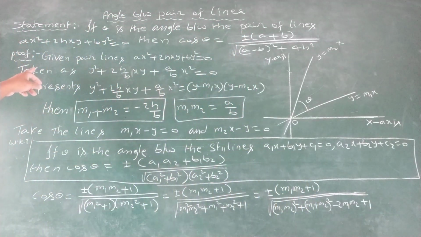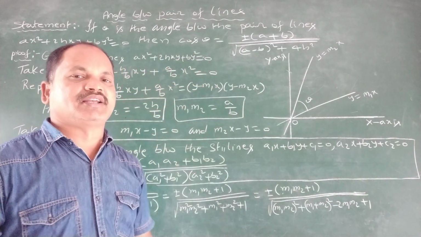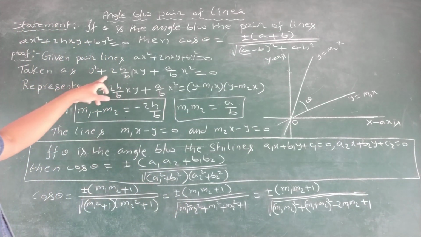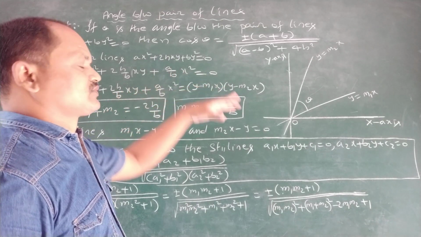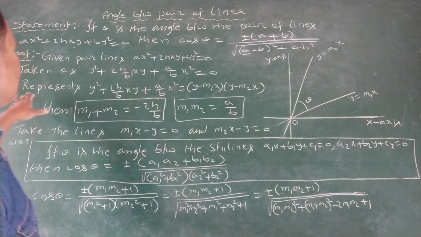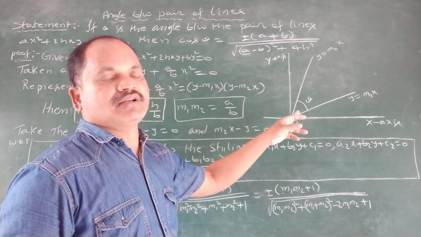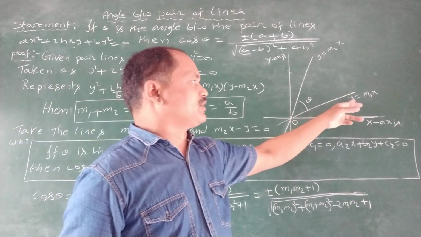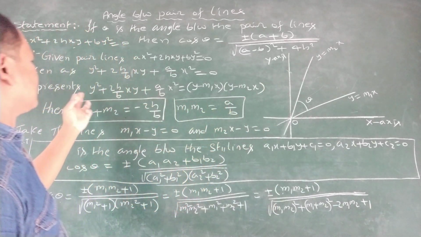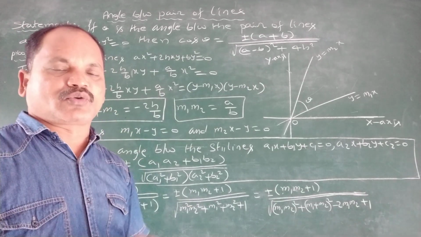Now observe, the given pair of lines ax square plus 2hxy plus by square is equal to 0 represents the standard form of the homogeneous pair of lines. So it is taken as y square plus 2h by b xy plus a by b x square is equal to 0, that means dividing on both sides by b. Then it represents two individual lines passing through origin, which are taken as y is equal to m1x and y is equal to m2x. So the combined equation of these two represents the given equation. That's why, comparing them, we get the concept.